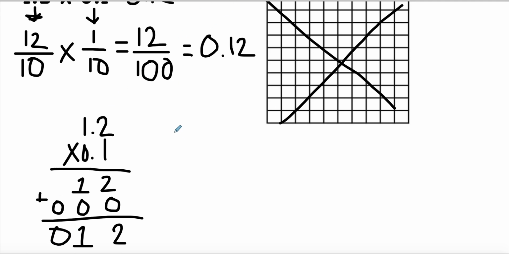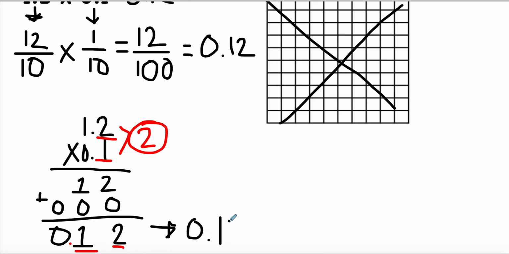And now I need to think about where I'm going to put my decimal point. Well, I see that I have 1 digit after the decimal point in this factor, 1 digit after the decimal point in this factor. 1 plus 1 is 2. So I need 2 digits after the decimal point in my product. So my decimal point goes here. So I get 12 hundredths.